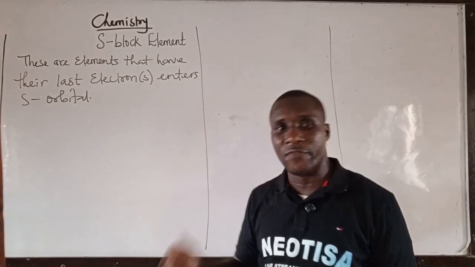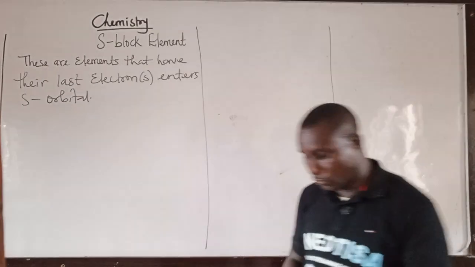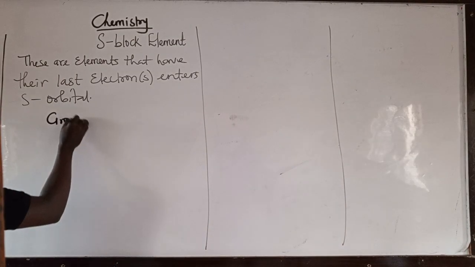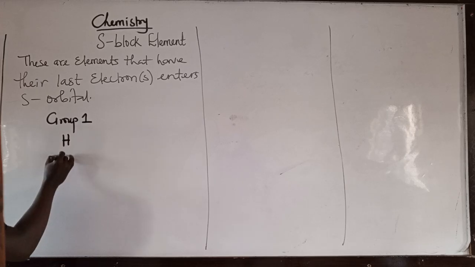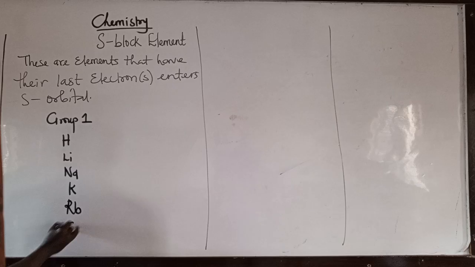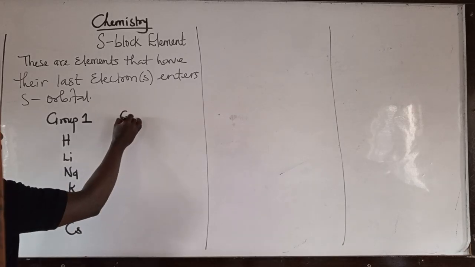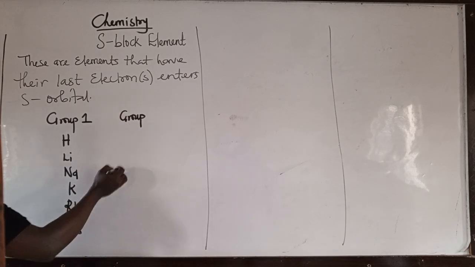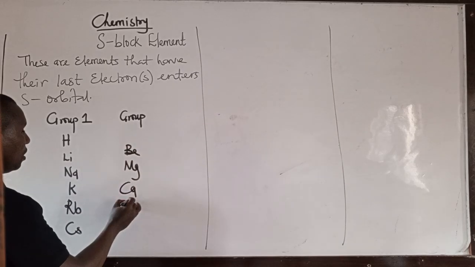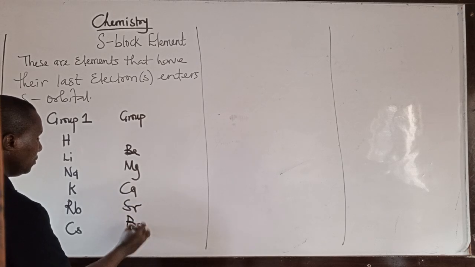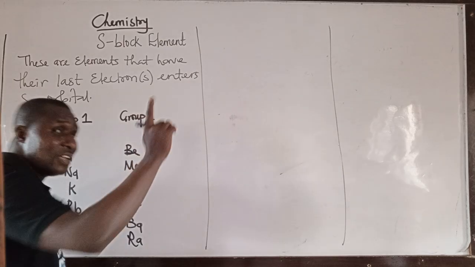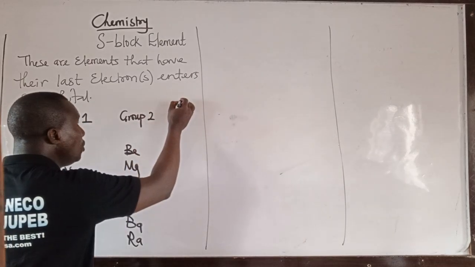These elements can be found in group 1 and group 2. Let me write it out. When you have group 1 elements, you have hydrogen, lithium, sodium, potassium, rubidium, caesium. Group 2, you have beryllium, magnesium, calcium, strontium, barium, and radium.